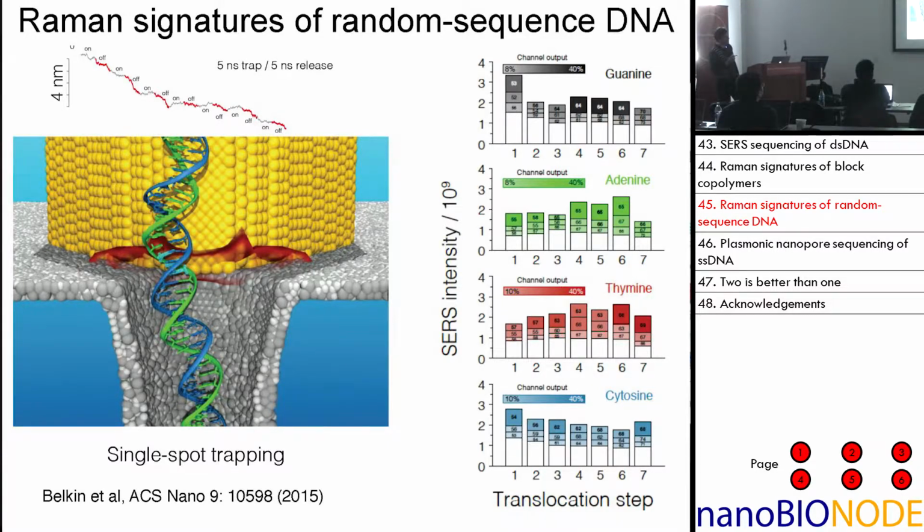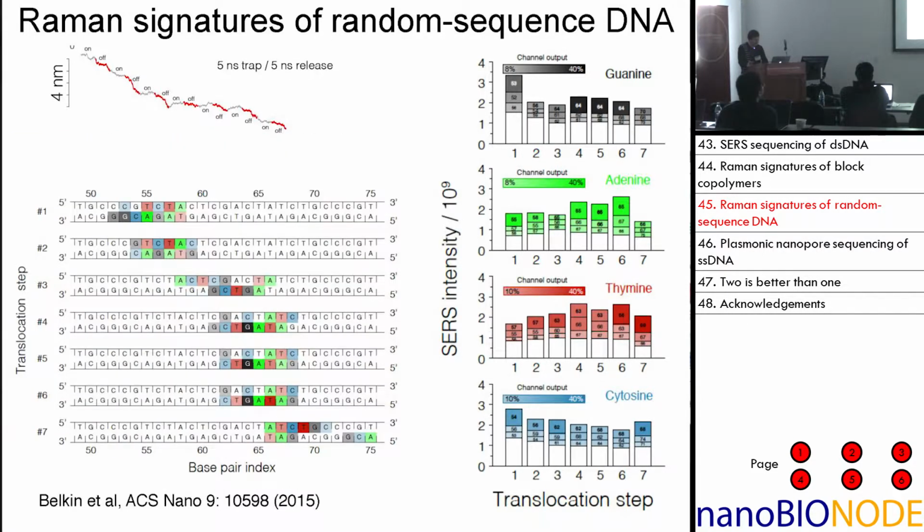So we will have some sort of a deconvolution problem when we want to read back the sequence of the DNA. But the good thing is that we have 4 channels to work with. With ionic current, we usually have only 1. So that's where we are.